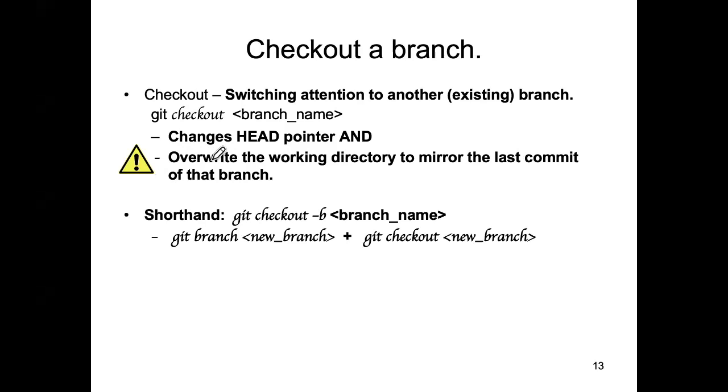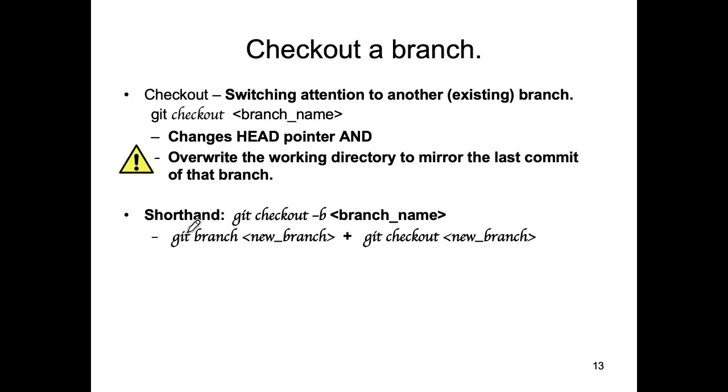Fortunately, though, Git won't allow you to use this checkout command if you happen to have modifications or new files in your working directory that you did not commit. So you can't really lose any work as such. It will only allow you to use the git checkout command, in other words, to switch from one branch to another, if your working directory is, as we say, clean, which means there are no uncommitted changes in your working directory.